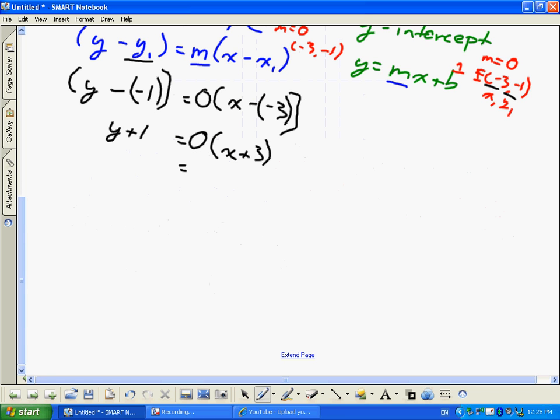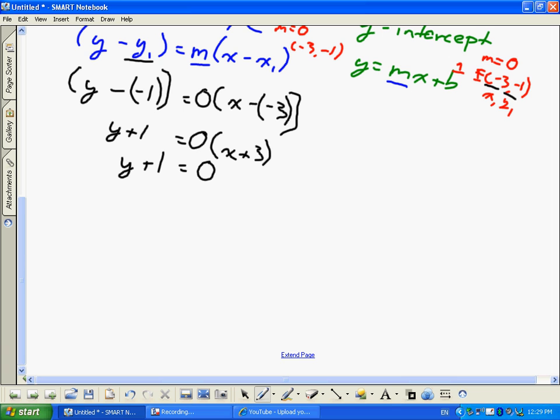When I go to apply a 0, let's continue this, y plus 1. When I go to distribute a 0, what's going to happen to those numbers inside the brackets? They're going to go away. They're just going to be 0. 0 times x is 0. 0 times 3 is 0. 0 plus 0 is 0. So, 0. I'm already in standard form. Standard form needs one side to be equal to 0. So this equation in standard form is y plus 1 equals 0.